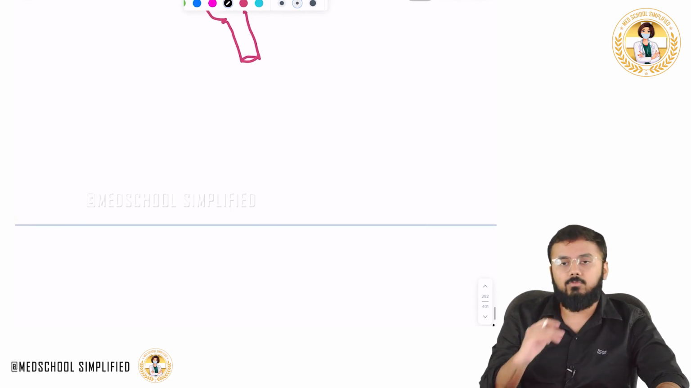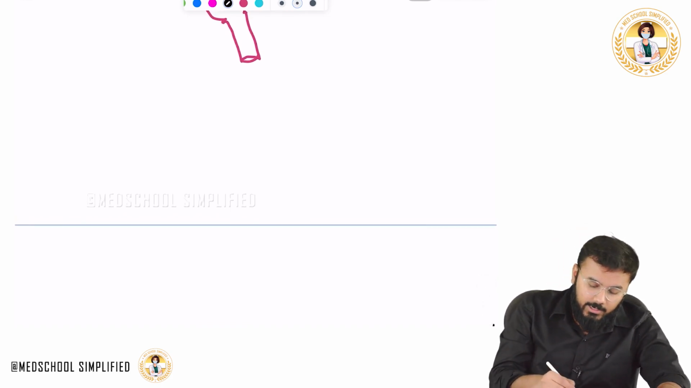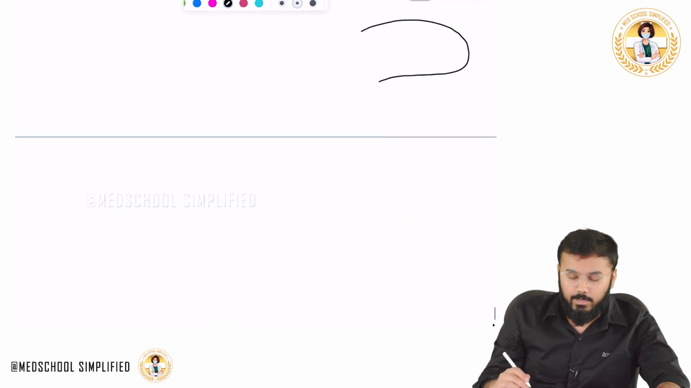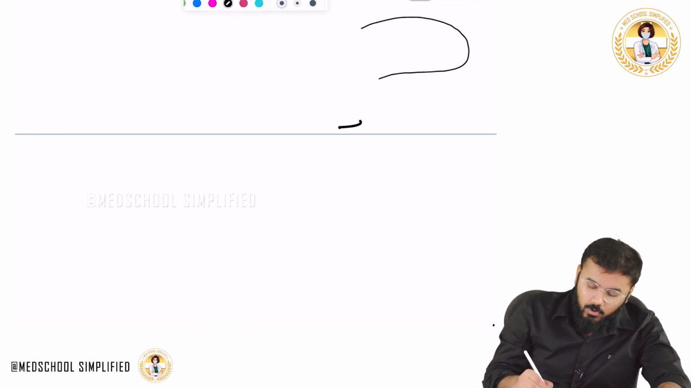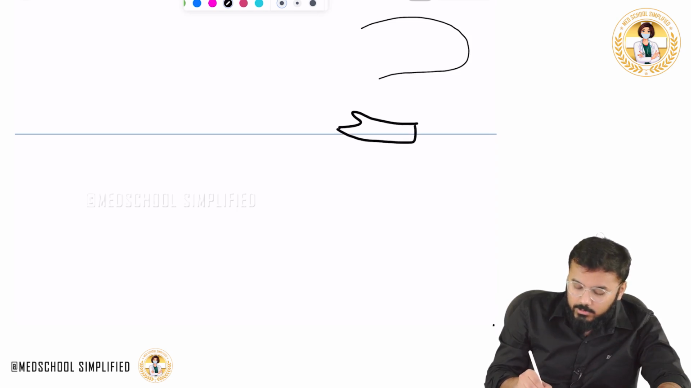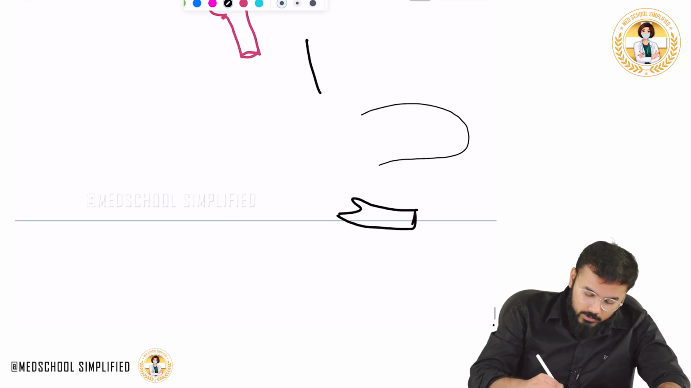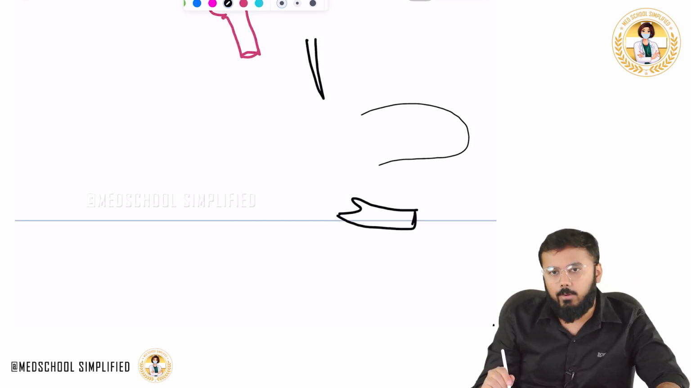And apart from this, there is one more structure. Right in front here, let me draw the tongue. Okay. So this is the tongue. Clear? And just beneath the tongue, you know that you have got a bone like this. What is this bone? This bone is your hyoid bone. And here you have a process. This process is called the styloid process.